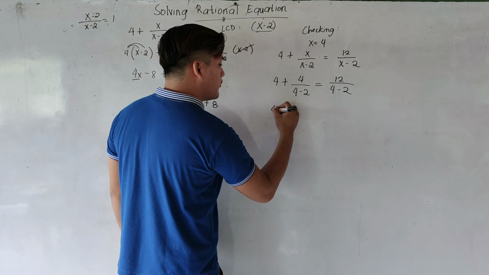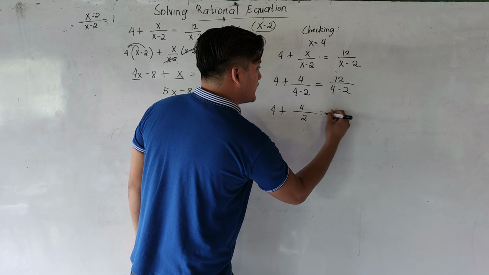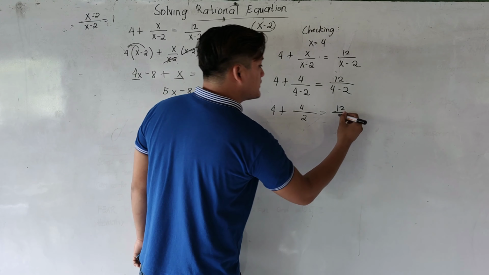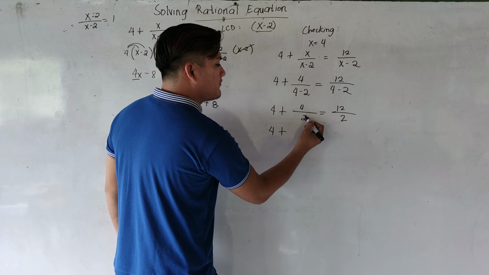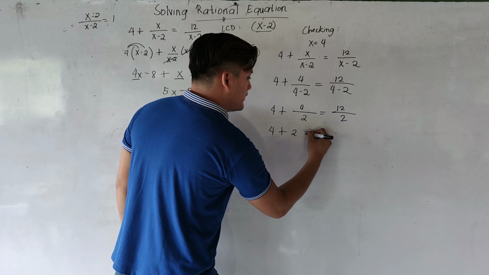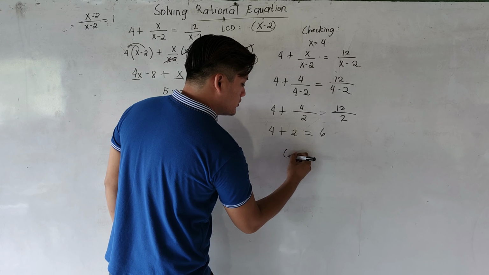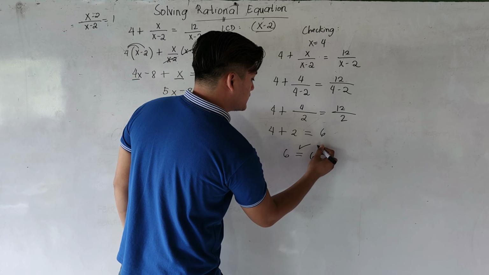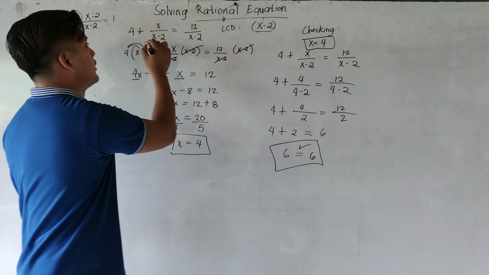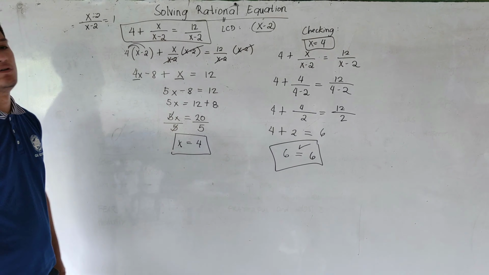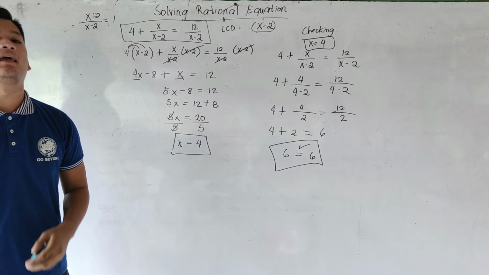Okay? So let's simplify. 4 plus 4 over 4 minus 2, which is 2. Then 12 over 4 minus 2, which is 2. Let's go. 4 plus 4 divided by 2 is 2, is equal to 12 divided by 2 is 6. And 4 plus 2, so 6 is equal to 6. Therefore, we can verify that 4 is the solution of this rational equation, or 4 is the answer, the value of x in this rational equation.